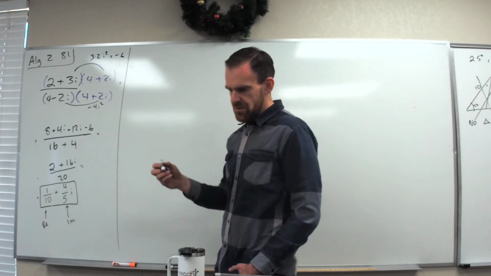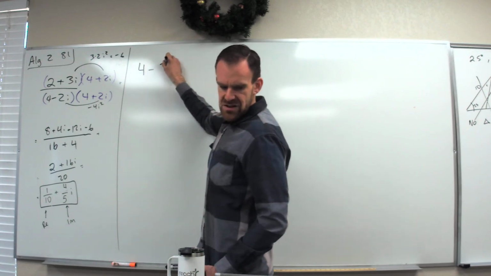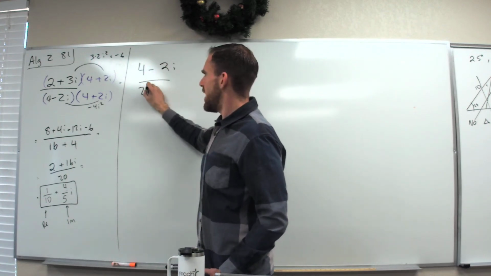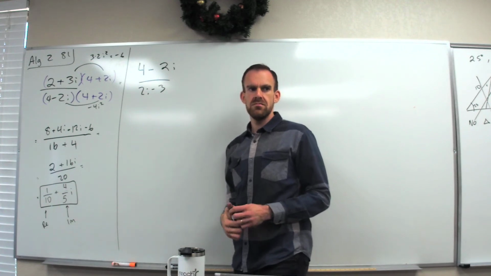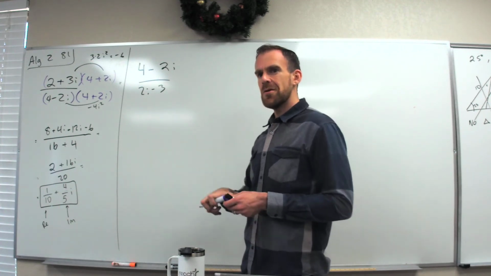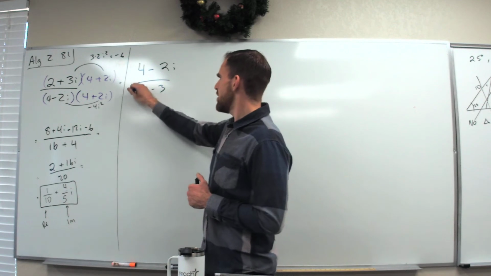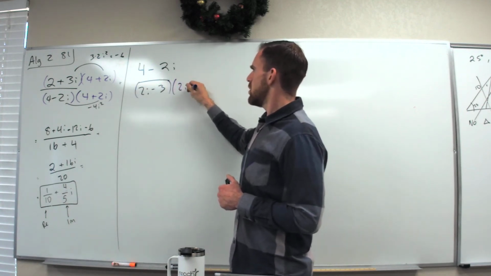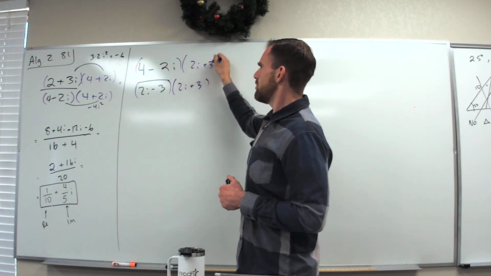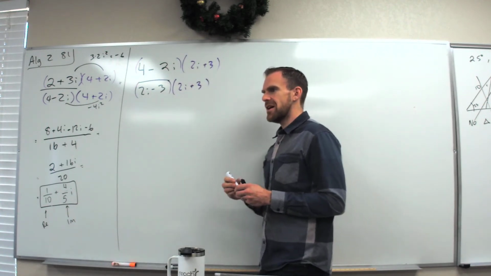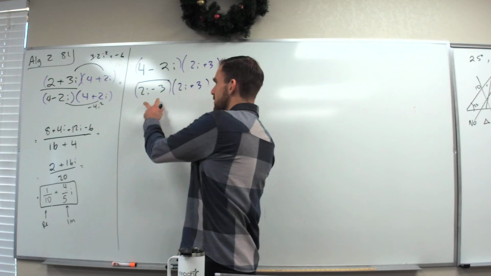All right, let's do another one. Now we have 4 minus 2i over 2i minus 3. Are we bothered that the I isn't second? No, I don't care. What's the process? Change the sign and multiply on the top and bottom. Nope. Change the sign, multiply on the top and bottom. Why? Because it's our difference of squares.